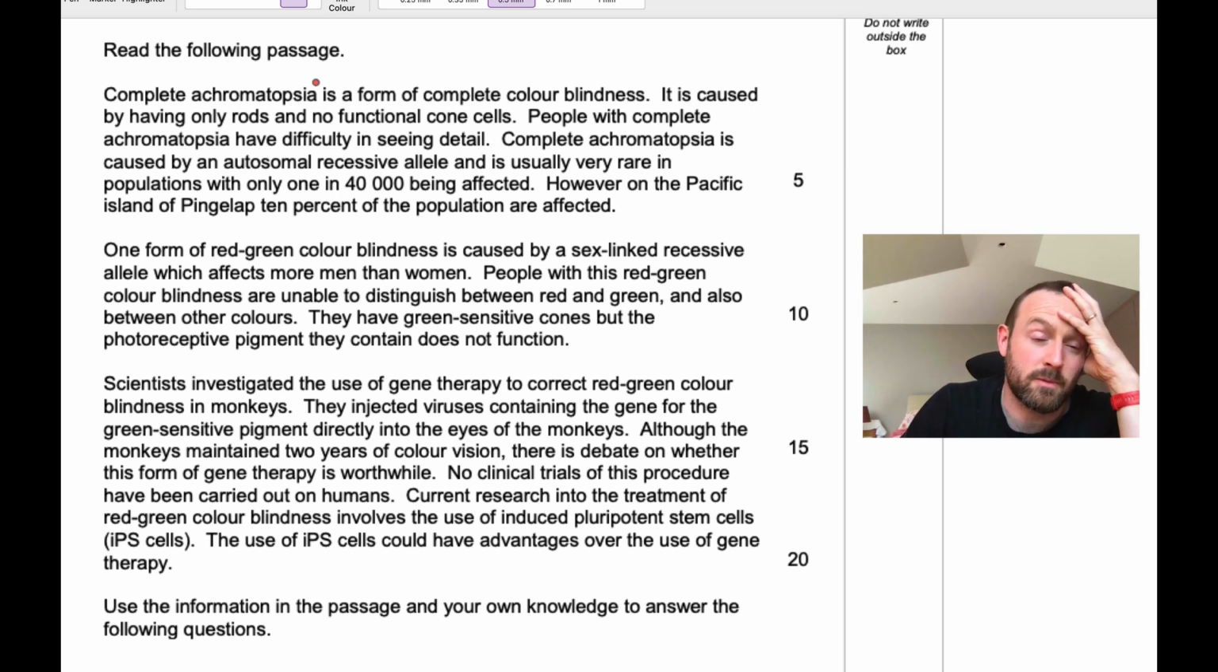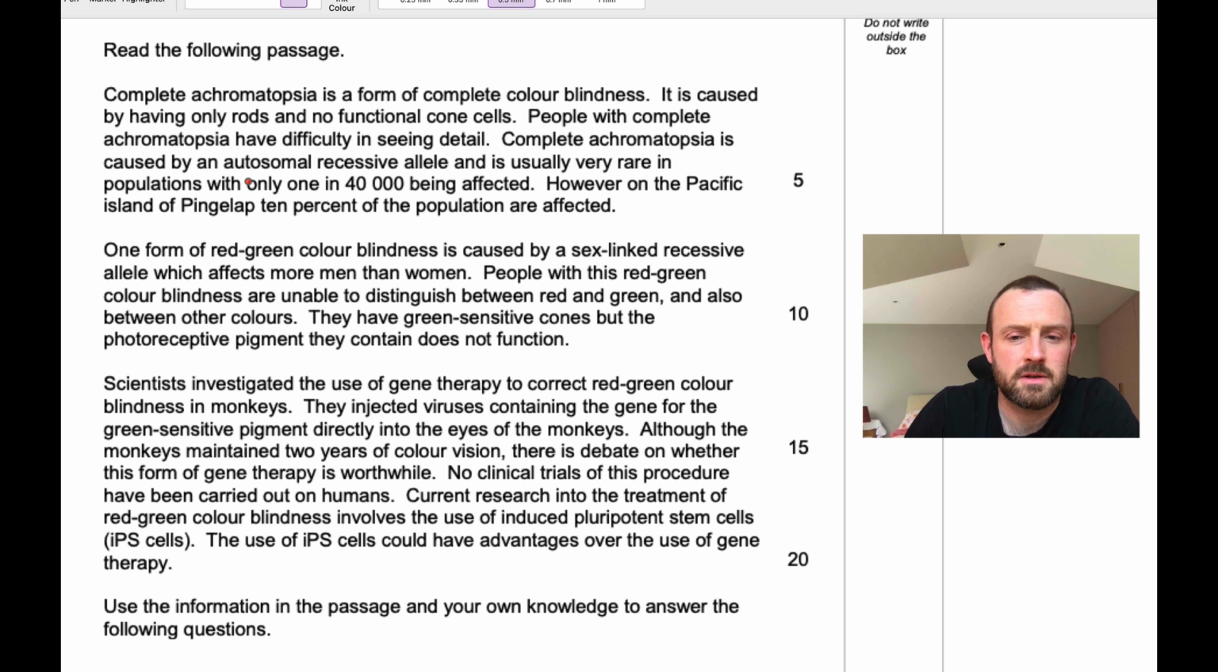Okay, so we read the passage, and we're going to read it together. Complete achromatopsia is a form of complete color blindness. It is caused by only having rods and no functional cone cells. People with complete achromatopsia have difficulty in seeing detail.